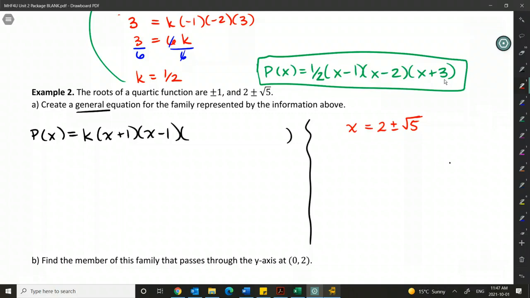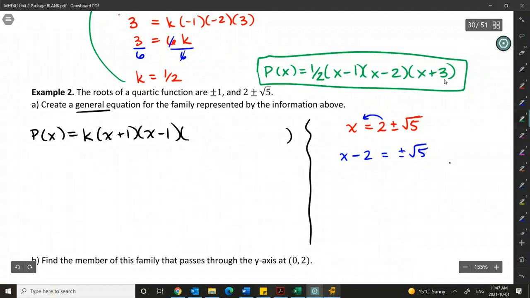And then we undo what we would do to isolate when we would have something in standard form. So I just want to solve to get this equal to 0 to find out what this quadratic is. The way we do that is we move everything over until we get 0 on the right-hand side. So I will do x minus 2 equals plus minus root 5.